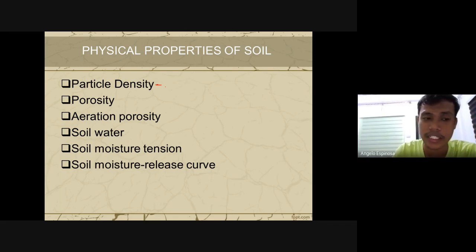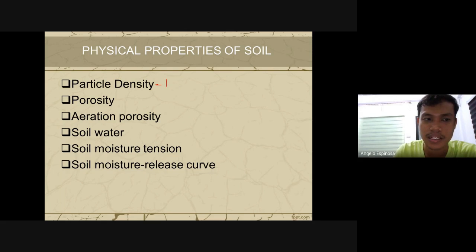Now, let's proceed to particle density. Particle density is the same with the bulk density, which is mass or dry weight per unit volume of soil, which is here, this time, the pore spaces within the soil volume is excluded. Hindi na po kasama ang pore spaces sa particle density. Excluded na po siya.